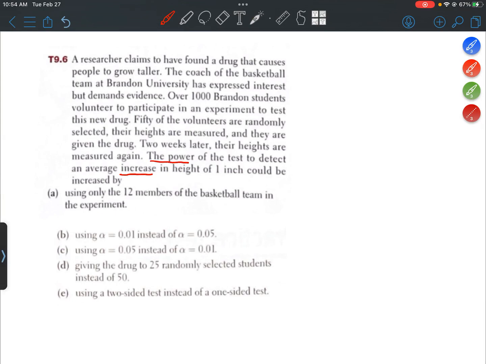Okay, so there's 3 ways that we can increase the power of the test. Way number 1 is to increase the sample size. Option number 2 is to increase the significance level. Option number 3 is to increase the distance or the gap between the null value and the true value.